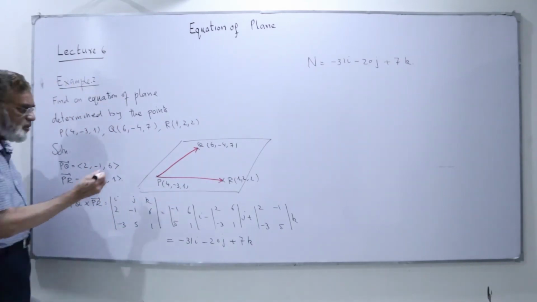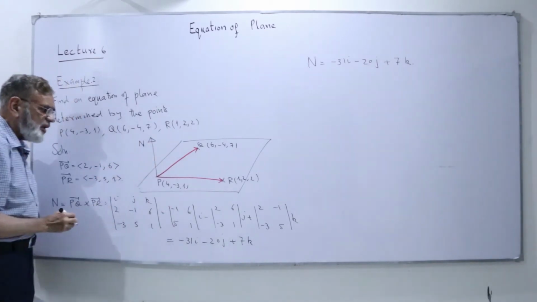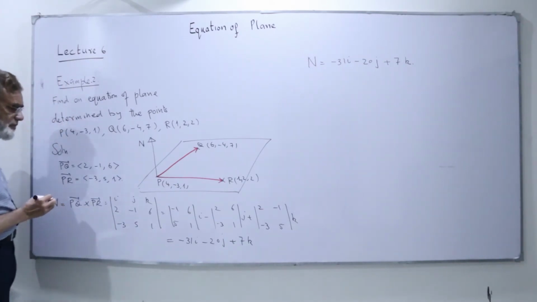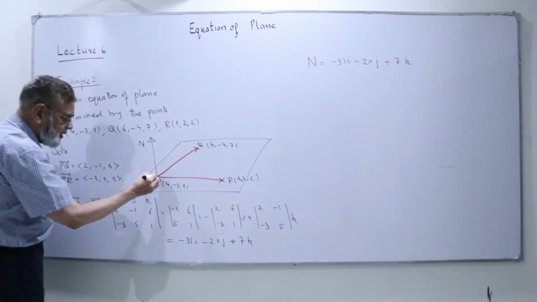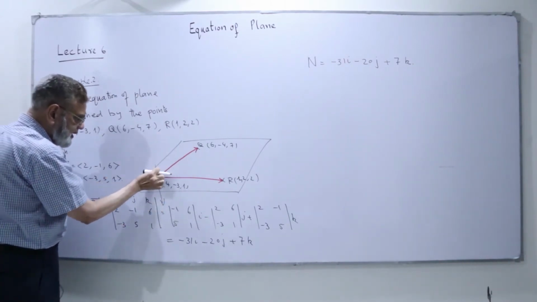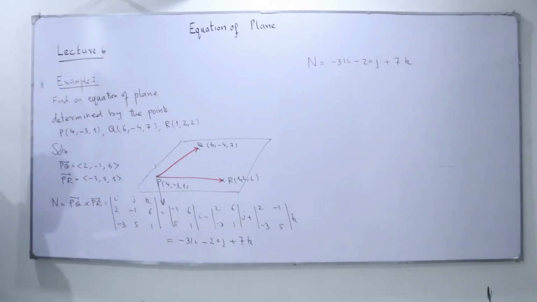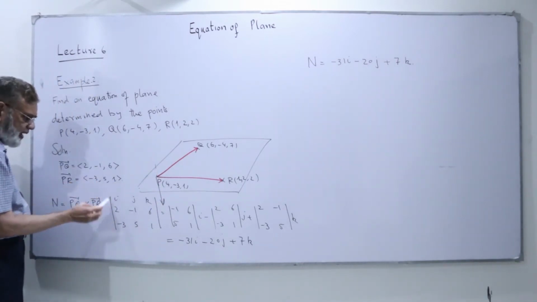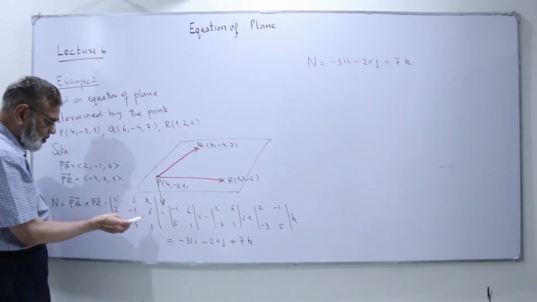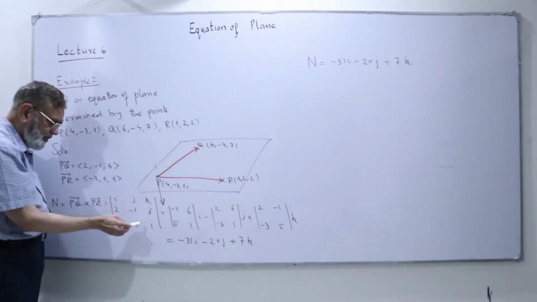Now I want to find the vector normal to these. The normal vector N is the cross product of vectors PQ and PR. So we get vector N. We get i, j, k, with PQ as 2, -1, 6 and PR as -3, 5, 1, and solve it. We open the determinant: the cofactor of i is the determinant of -1, 6, 5, 1. For the cofactor of j, cancel this row and this column: the determinant of 2, 6, -3, 1.